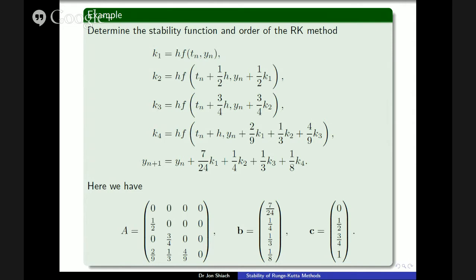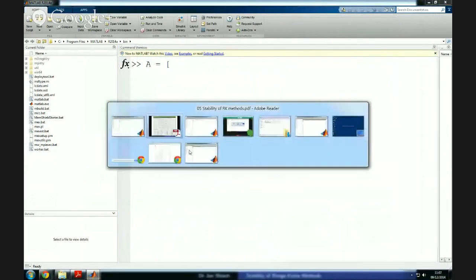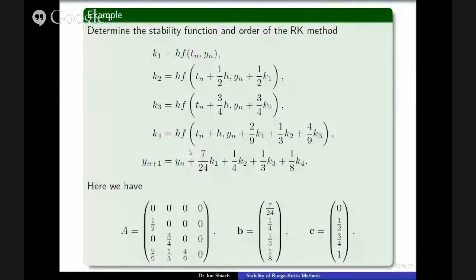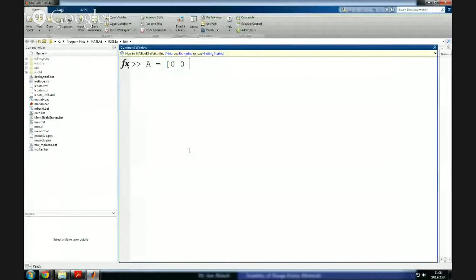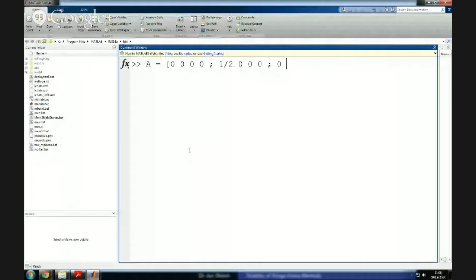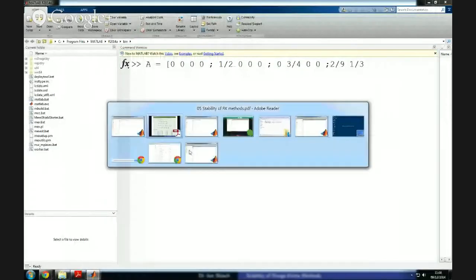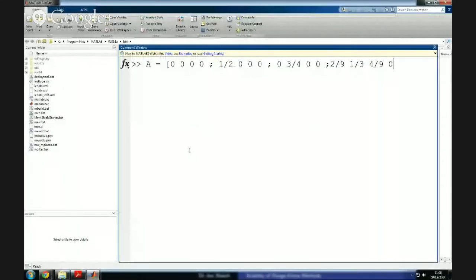If I open up MATLAB, the first thing I'm going to do is enter the A, B, and C arrays. Remember, A, B, and C have just come from the Butcher tableau. So for this expression, 4, 0, 2/9, 1/3, 4/9, 0. That's my A matrix. Straightforward, and notice I'm in the command window.